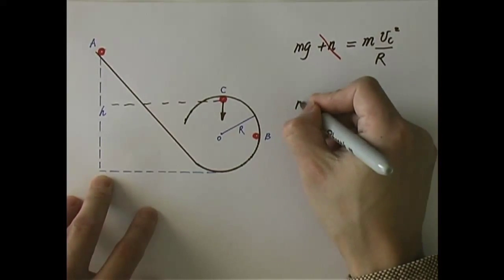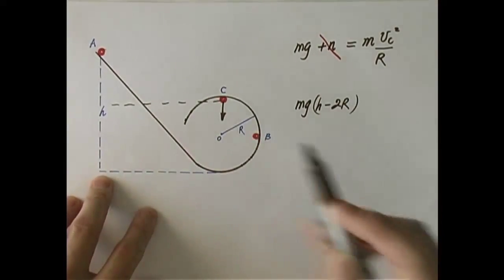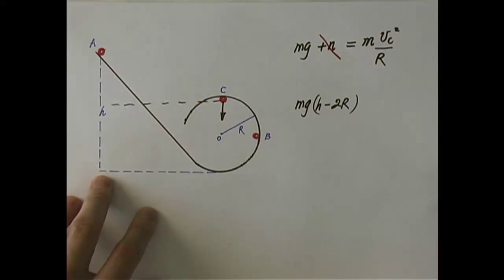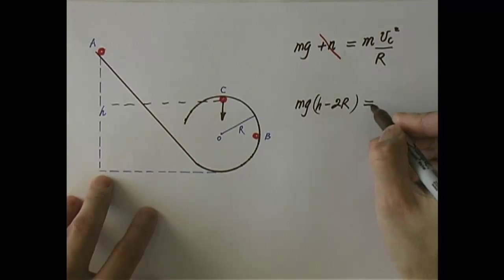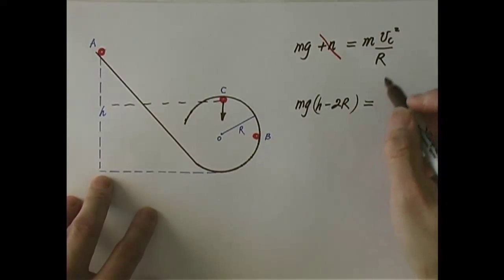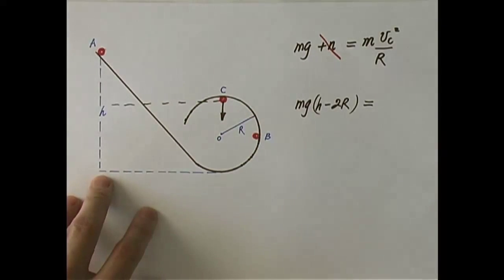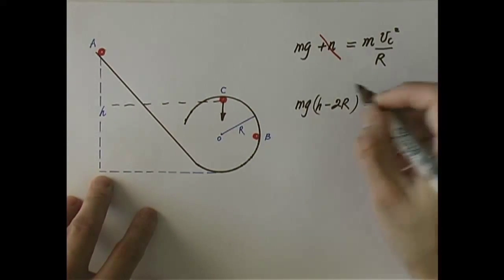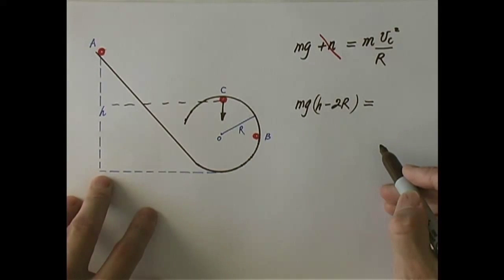Multiply this by mg, what do I get? I get the loss of potential energy going from A to C. And where does that energy go? That becomes the kinetic energy of the ball. So far this is just the same as the case of sliding without friction. But at this point, the kinetic energy of the ball at point C, we must now include rotational energy.